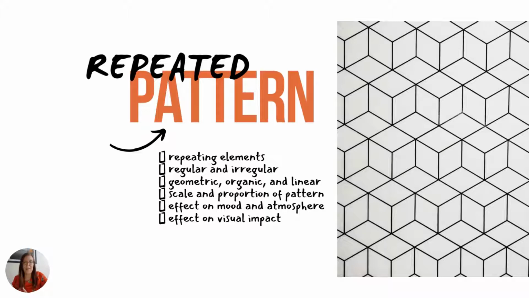Again, it may be shapes, geometric shapes, it may be organic shapes, it may be lines that repeat. And again, the scale and the proportion of the pattern, it might be something which is very small, so there are lots and lots of repeats, or it might be something much bigger. And we call the thing that repeats in a pattern the motif.